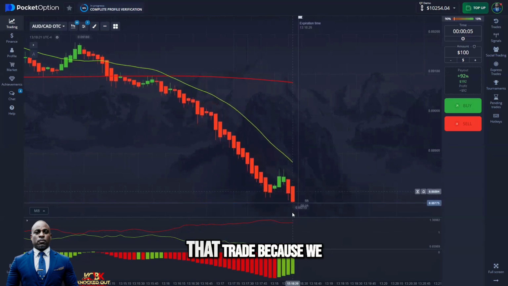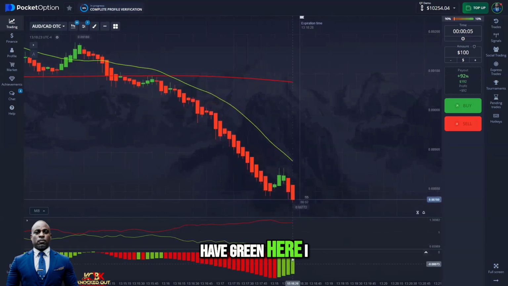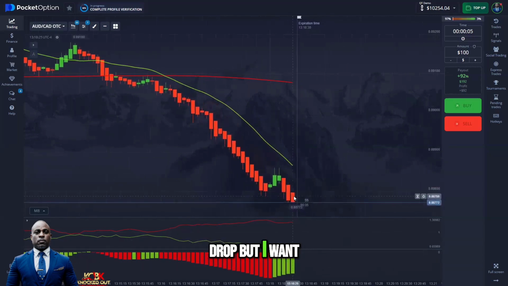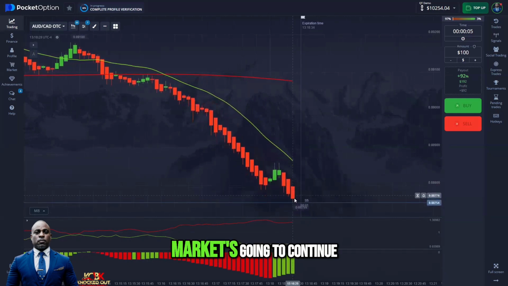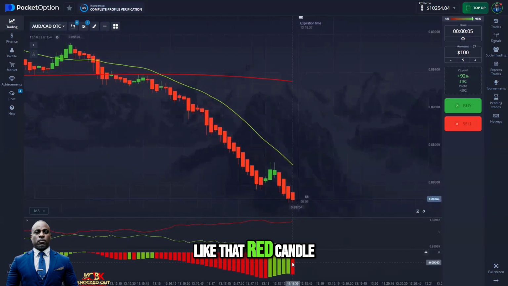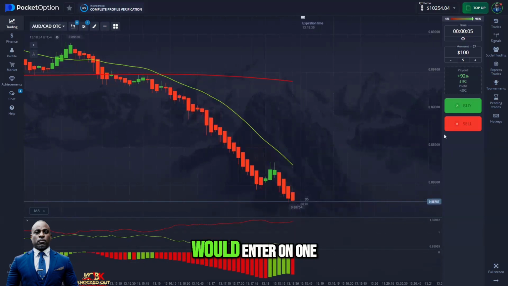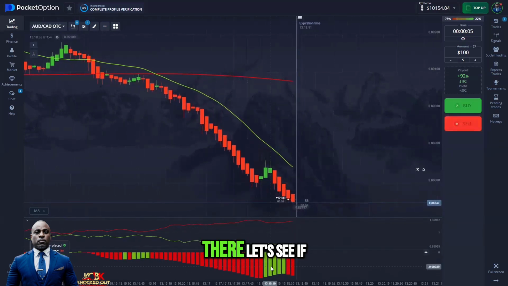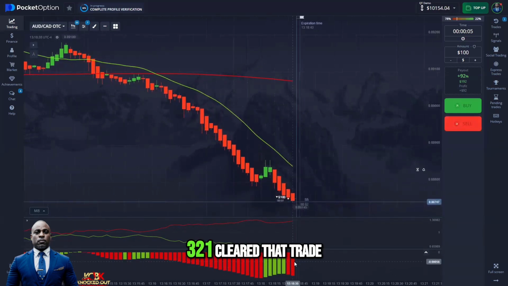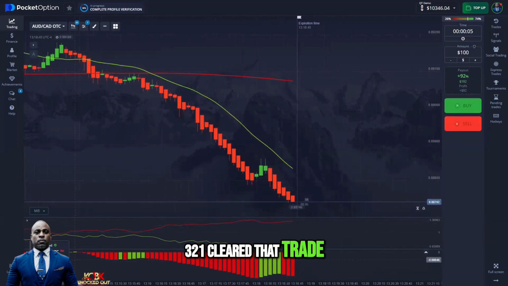I wouldn't have entered that trade because we have green here. I see that it did drop, but I want to enter the trade when I'm sure that we have confluence in the market and the market's going to continue like that. Red candle here, red candle. I would enter on one. I'm going to enter there. Let's see if we clear that trade. 3, 2, 1. Cleared that trade.